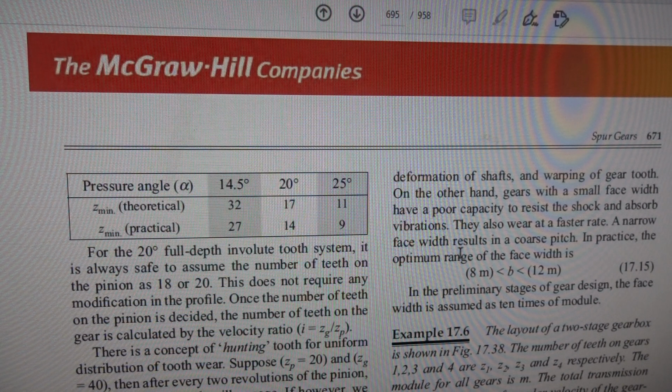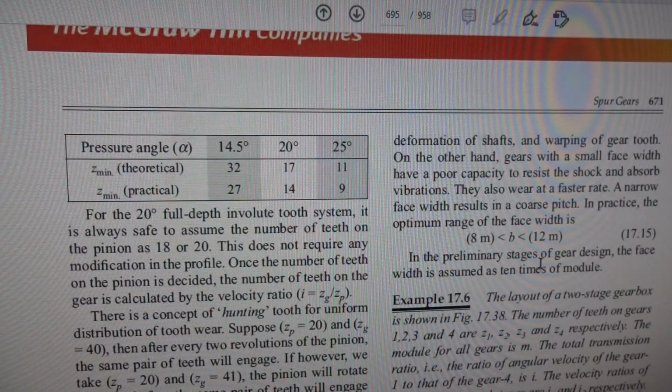In practice, the optimum range of the face width is 8 multiplied by module to 12 multiplied by module. But in the design, the face width is assumed to be 10 times the module. If you have to consider the module, you will take the value b is equal to 10 into m. Generally, it lies between 8m to 12m, but in the questions, you will suppose it is 10m.